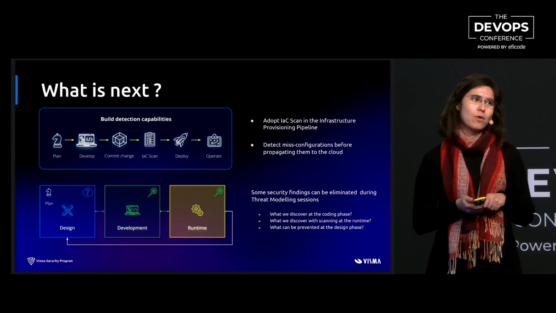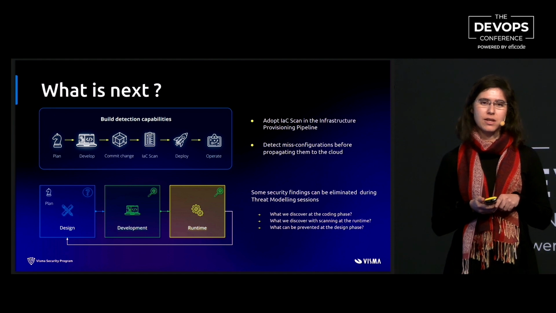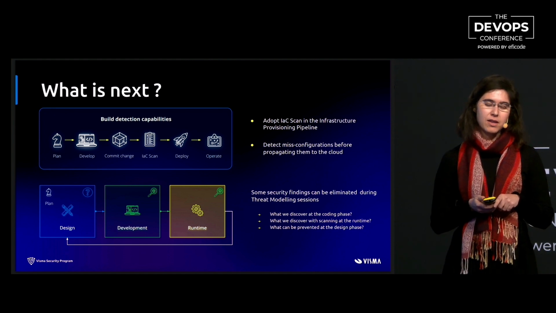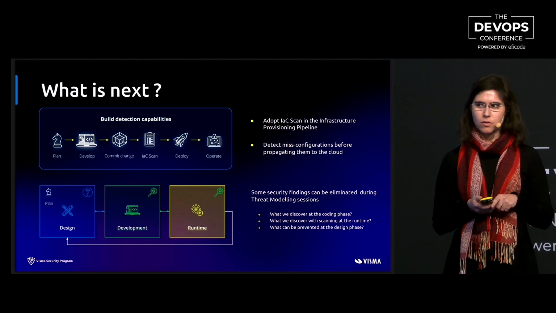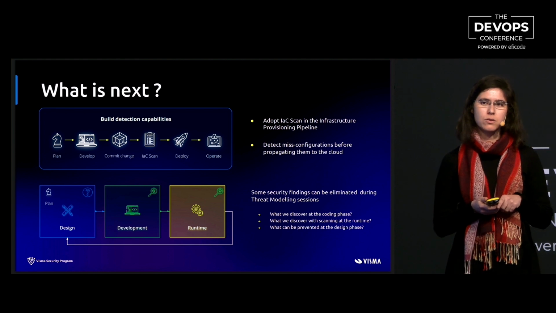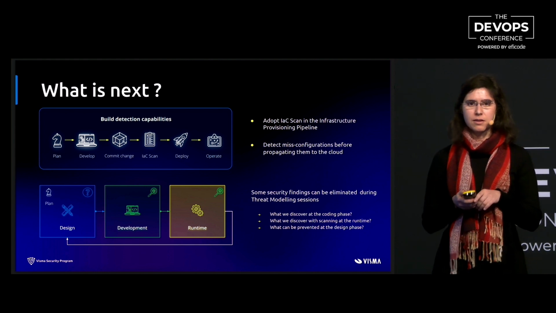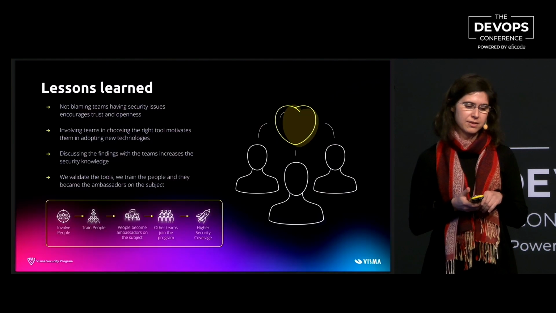What's next? Of course, we decided to adopt this in our cloud delivery pipelines. And we started to look into what we can prevent in the design phase of our systems. So learning from the vulnerabilities discovered in the infrastructure code, the coding phase, and the runtime phase, we thought that we should take them into account when we are designing our infrastructure.